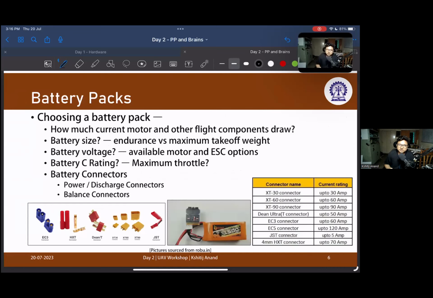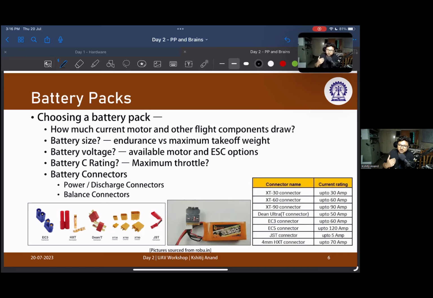So again, how do we choose a battery pack? How much current? Basically, you need to sum up what current your motor is going to take, what current your flight board is going to take, what current the servos are going to take. So all the electronic items on board, how much current they're going to take, sum them up, take some factor of safety. What is factor of safety? So let's say you sum up all the currents you get, let's say at a time, the whole system running at its full power is going to take 40 amps. So you take a factor of safety of 1.1. So you choose a battery pack which supplies 45 amps or 50 amps.